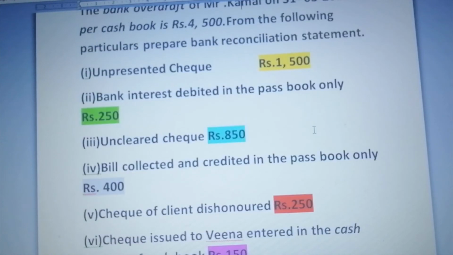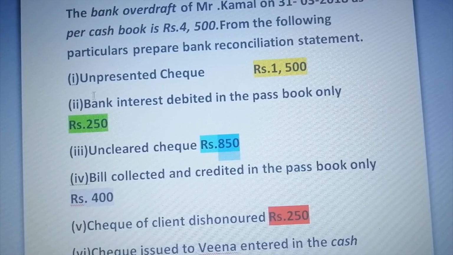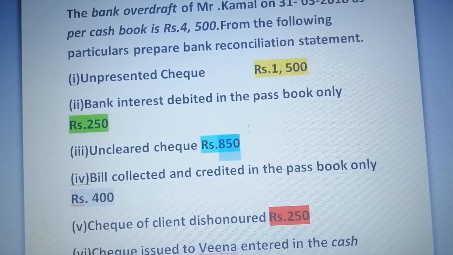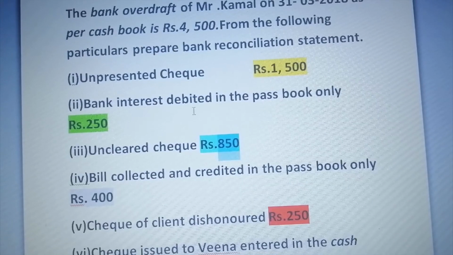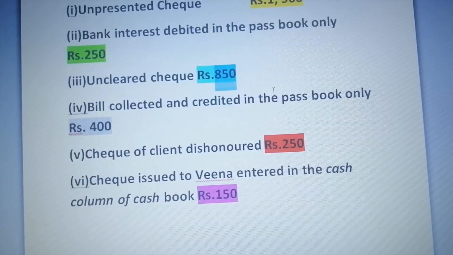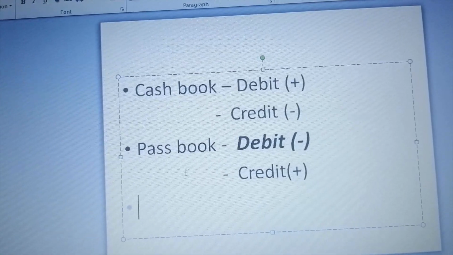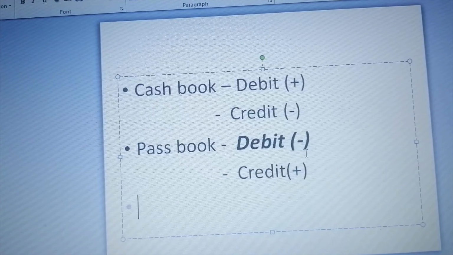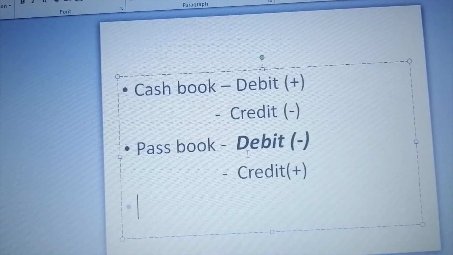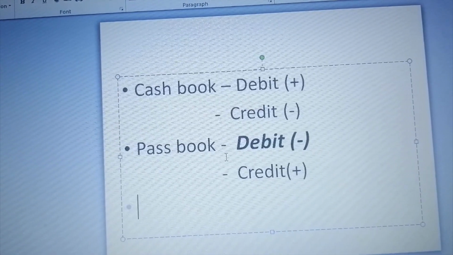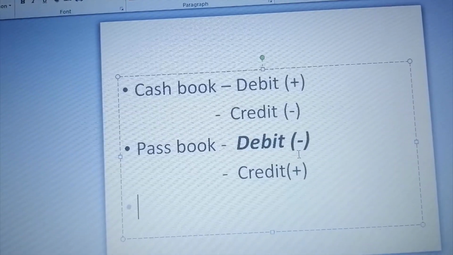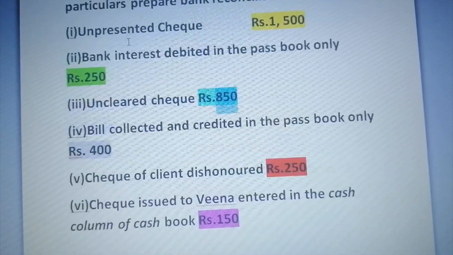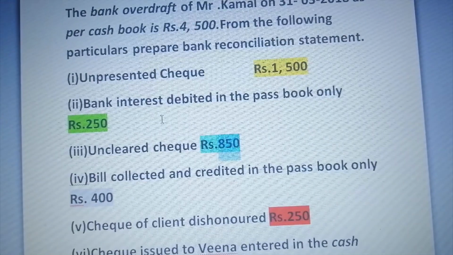Let's see the second transaction now. Second transaction is bank interest debited in the passbook only, rupees 250. Bank interest is debited in the passbook. When a bank interest is recorded on debit side of passbook, it's a sign of decreased balance of passbook. Okay. When an amount is recorded on debit side of passbook, it reduces the balance of passbook. Clear? So this transaction leads to decrease the balance of passbook.